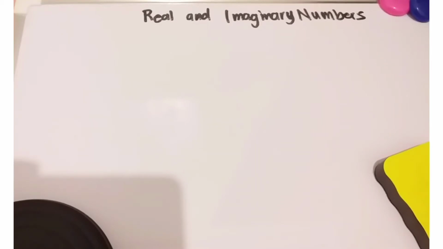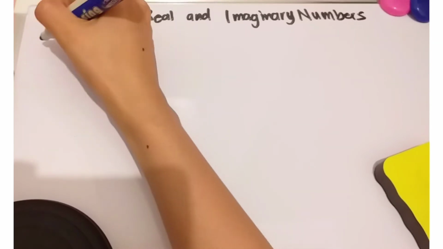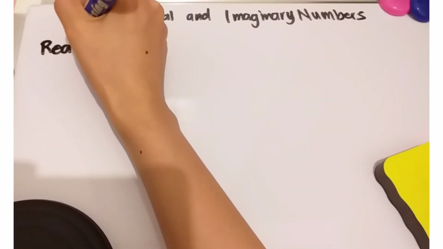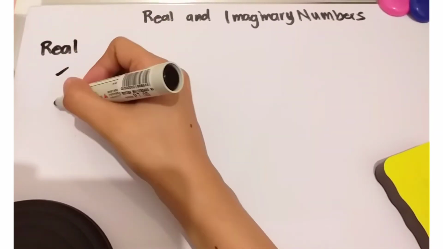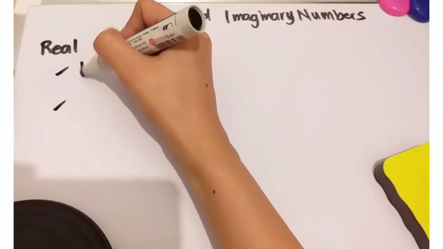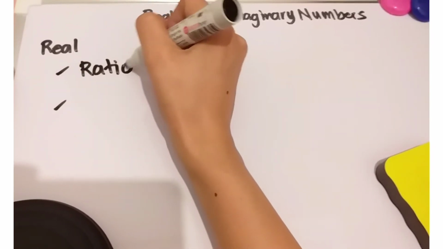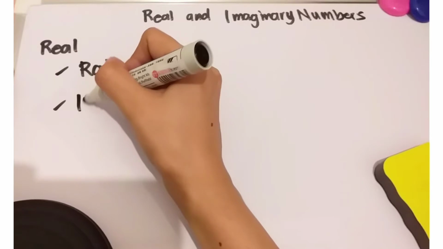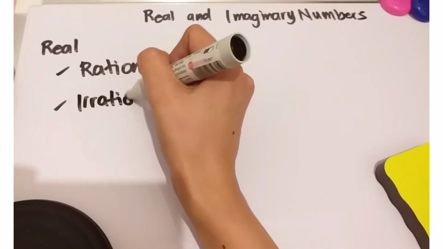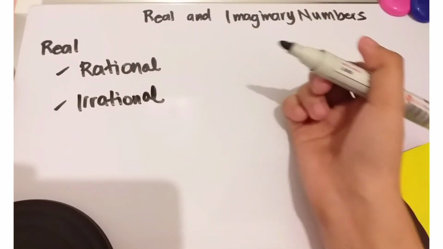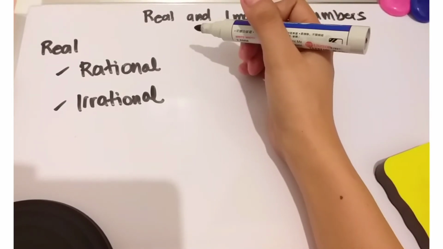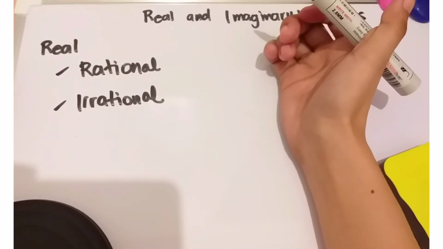Let's understand the real and imaginary numbers. The first one is the real numbers, and these have two types, the rational and the irrational numbers. So rational numbers are the ratio of two integers.